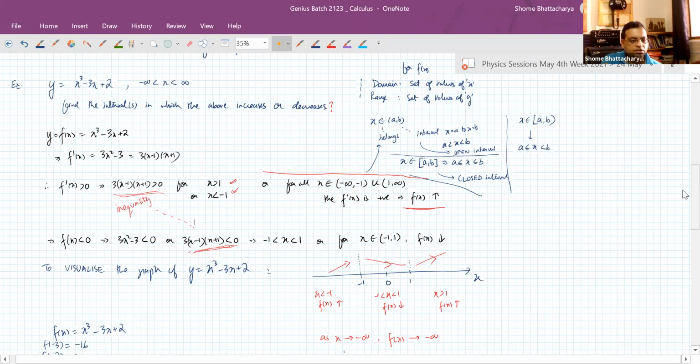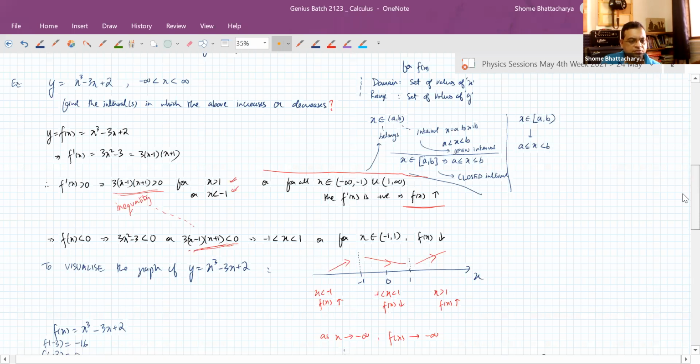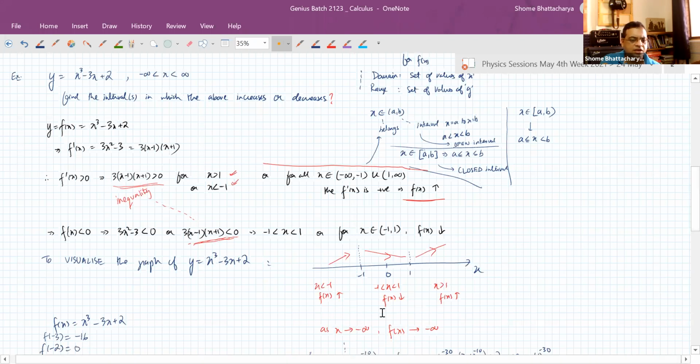Okay, so once I have solved the inequalities to get these intervals, where the function is increasing, that is less than -1 or greater than 1, and where the function is decreasing, it is between -1 and 1. The open interval between -1 and 1. Open interval means not including the points. Closed interval means including the points. So the open interval -1 to 1 is the one where the function is decreasing. Up to -1, the function is increasing. After 1, again, the function is increasing.